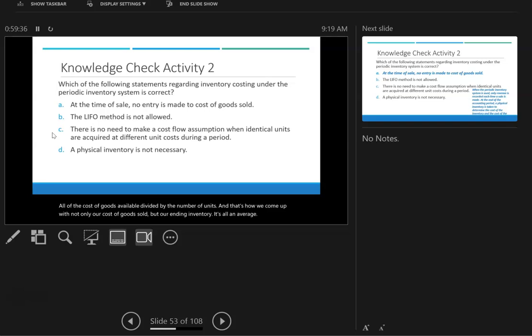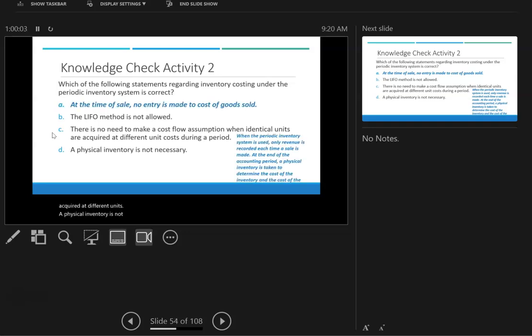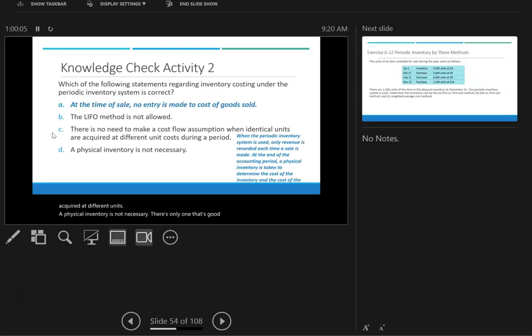Guys, who wants to take this one? Which of the following statements regarding inventory costing under the periodic inventory system is correct? At the time of sale, no entry is made to cost of goods sold. The LIFO method is not allowed? That's not true. There is no need to make a cost flow assumption when identical units are acquired at different costs. A physical inventory is not necessary. There's only one that's good there, A.